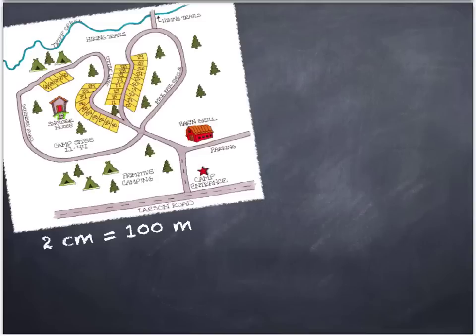Here I have a picture of a scale drawing. All a scale drawing is doing is showing you something you can't look at directly, like the actual campground, where you'd have to be up in the sky to see it. So a map is a scale drawing showing you the campsite. Right below it, where it says 2 centimeters equals 100 meters, this is the scale. It's telling you that for every 2 centimeters on the map, it equals 100 meters at the actual campground.